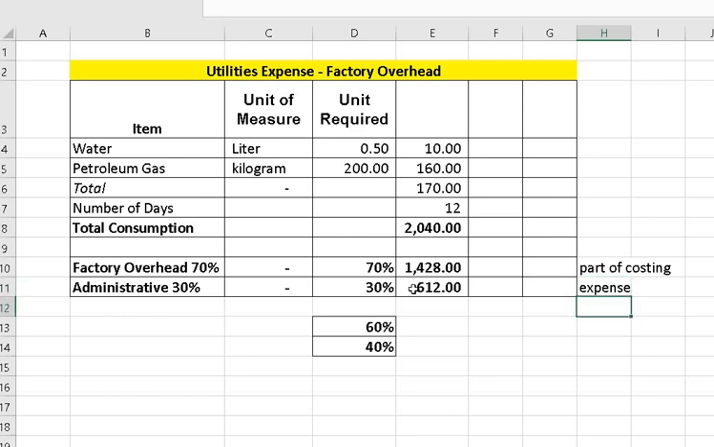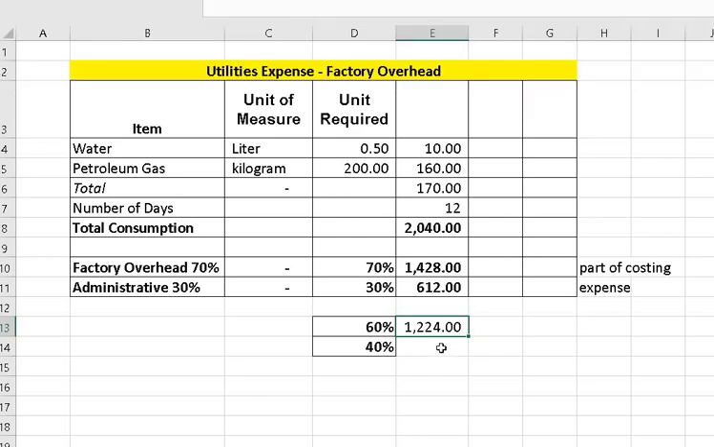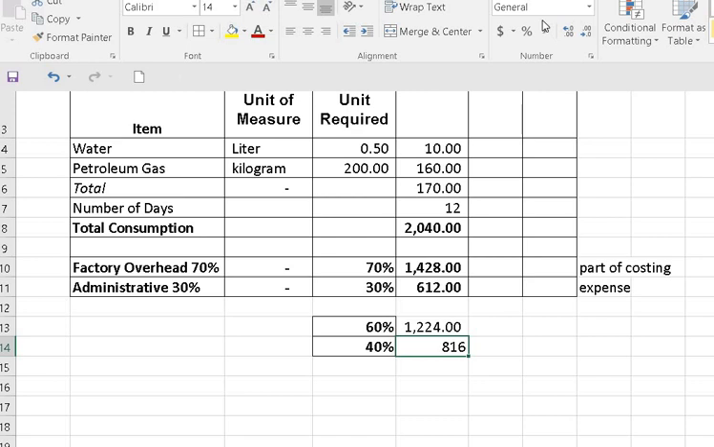Pwede bang mabago yung prorata? Yes, pwede. We can have it as 60%. So, 2,040 times 60%. Ang naka-assign is 1,224. While the 40% is 40% of 2,040 is 816. So, same lang din ang treatment niyan sa accounting.